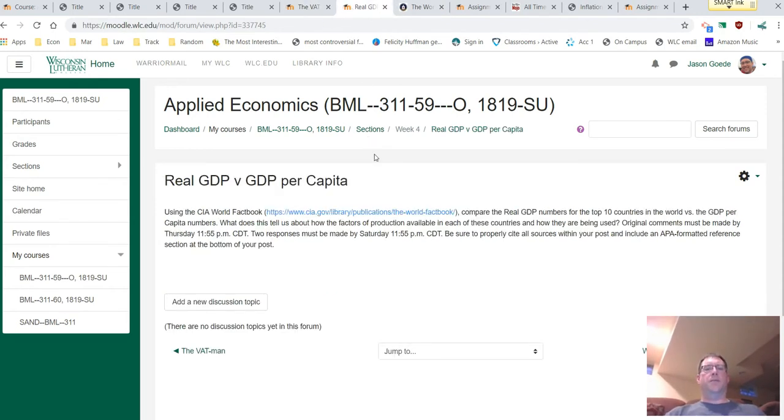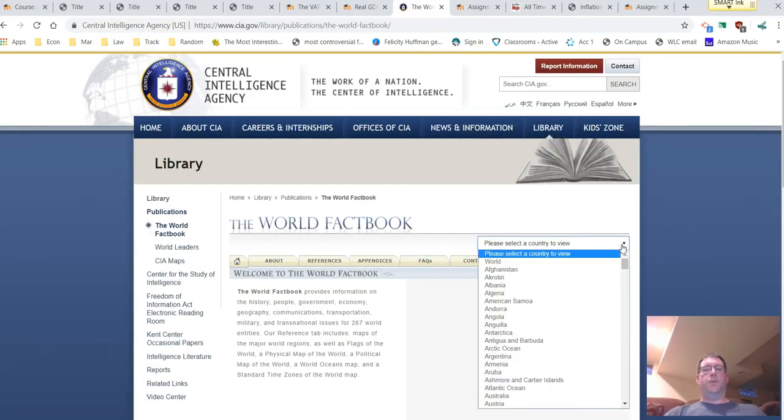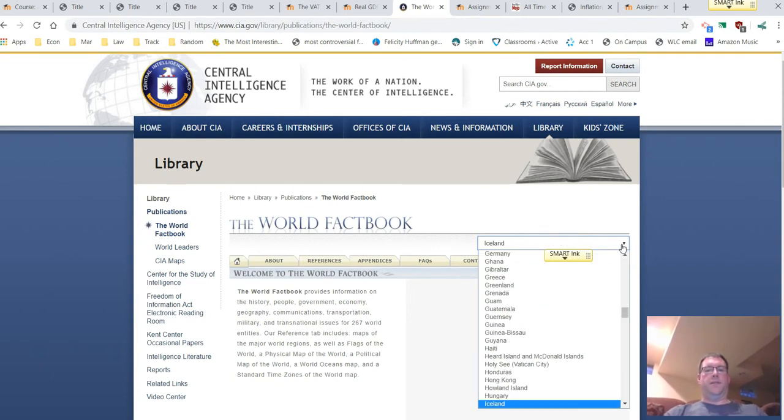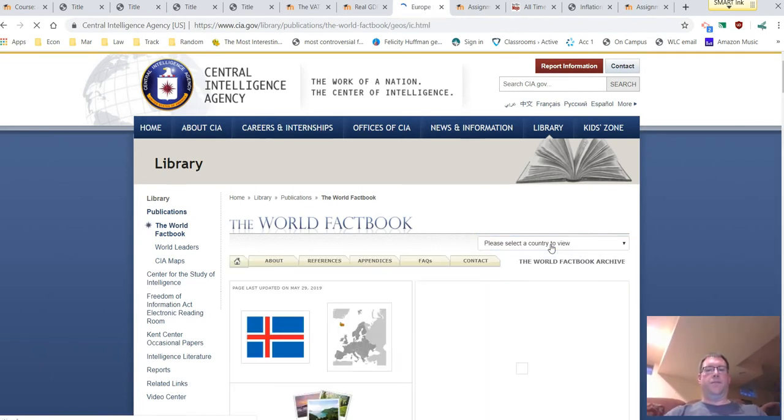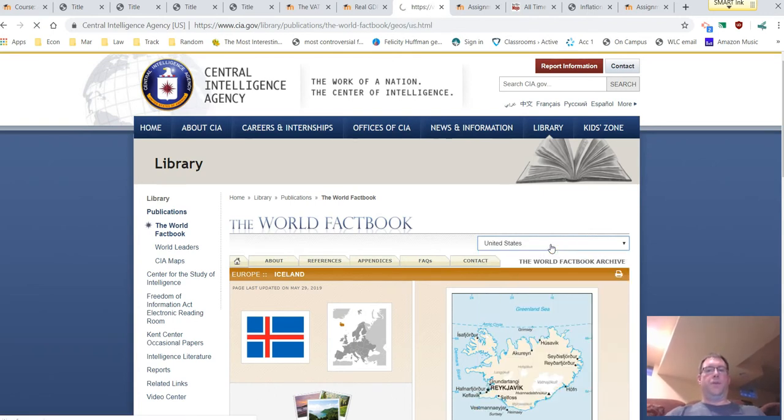The second one has to do with comparing real GDP to GDP per capita. And I just want to show you here how to use this resource. The CIA World Factbook is our guide here. The link is in here. So if you go to, let's say, the United States, not Iceland, what is happening? Sorry. There we go, United States.